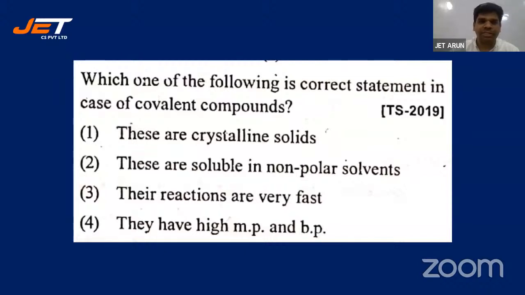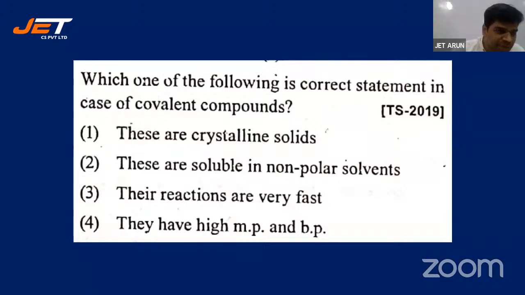Which one of the following is the correct statement in case of covalent compounds? These are crystalline solids. These are soluble in non-polar solvents. Their reactions are very fast. They have high melting point and boiling point. Now, which of these is the correct statement? No mistake, nothing wrong, just answer.